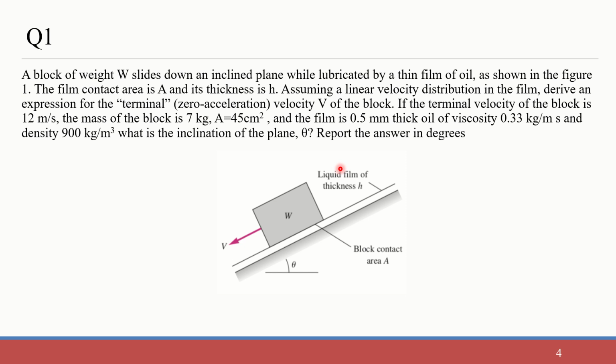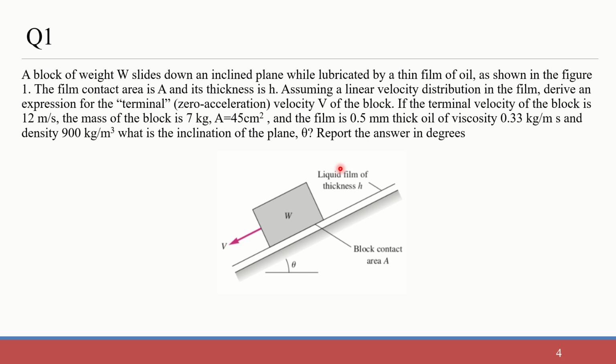So the block has attained a terminal velocity. What is terminal velocity over here? It is having a constant velocity. So acceleration becomes 0, and it has attained that steady terminal velocity.